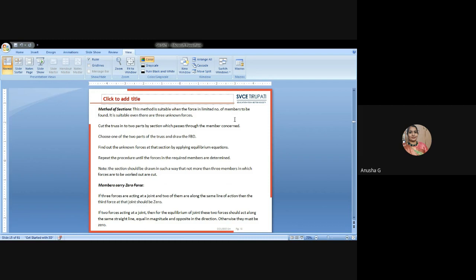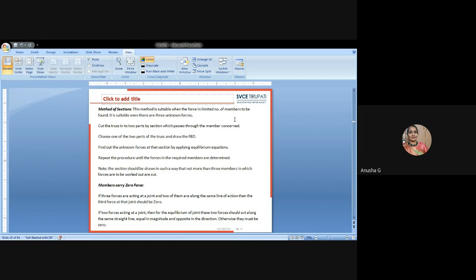Next is members that carry zero force. If forces are acting at a joint and two of them are along the same line of action, then the third force at the joint is a zero force. For the equilibrium of the joint, these two forces must act along the same straight line, equal in magnitude and opposite in direction. Then the third force will be zero.